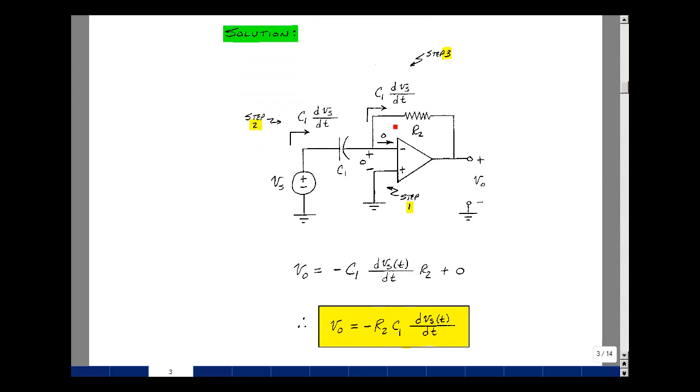I have feedback around the op-amp. The voltage across here is driven to 0. There's no current entering or leaving the op-amp. And if we apply voltage V sub S, the current is going to flow. And the current is going to be the current in a capacitor, which is C dV dt.